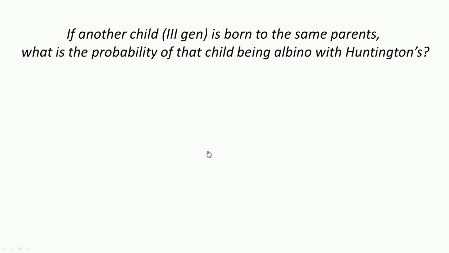Now, let us look at both of them together and use probabilities here. If another child in the third generation is born to the same parents, what is the probability of that child being an albino with Huntington's? Albino is one characteristic. Huntington's is another character. They are independently inherited according to Mendelian principles, and to come up with the probability, we need to consider a dihybrid cross in which the albino character and Huntington's character are considered.